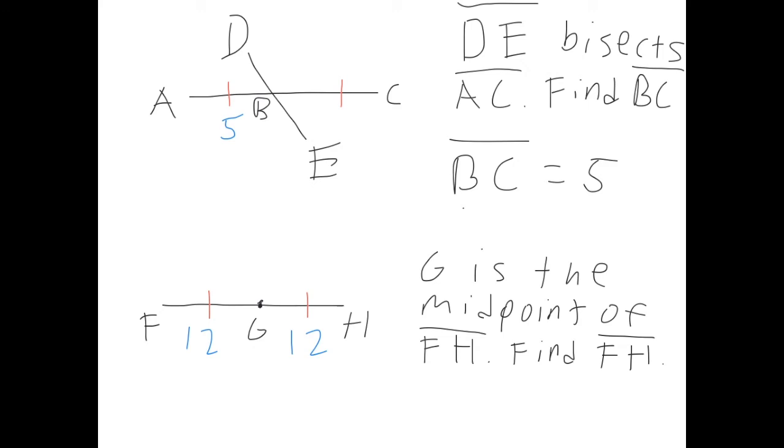However, the problem wants to know FH, which is the entire thing. So if you know FG is 12, and that's half of FH, and GH is also 12, the other half, half plus half is a whole, so 12 plus 12 is 24. So we know that FH is 24.